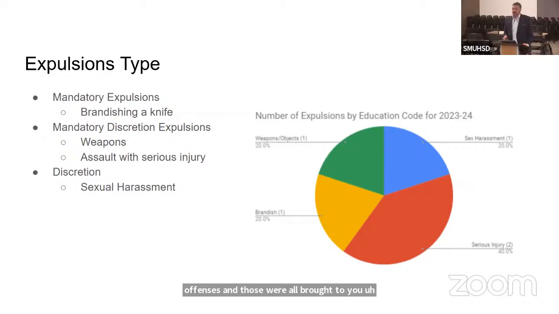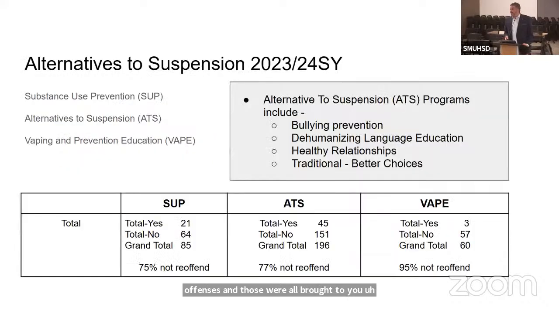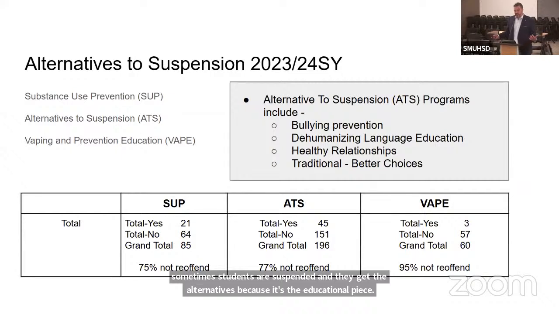A highlight in some of the work that has continued to expand over the years is our alternative to suspension program. We probably need to just call it the alternative program instead of alternative to suspension, because sometimes students are suspended and they get the alternatives, because it's the educational piece of other means of correction. A suspension by itself isn't normally enough to change behavior.